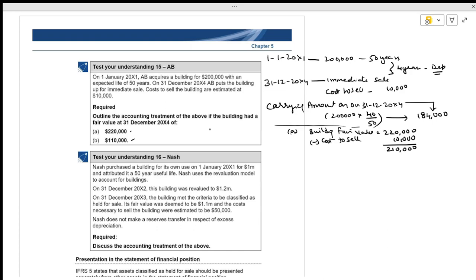What they are asking us is what the accounting treatment is if the building had a fair value of 210,000. And what is the carrying amount? The carrying amount is 184,000. And the fair value less cost to sell is 210,000.